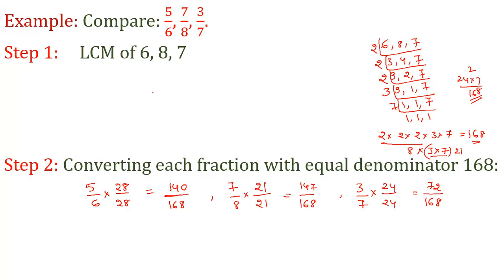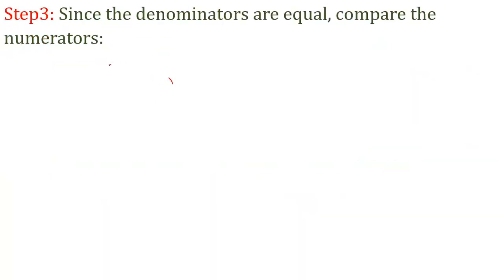So I am writing again here. First one is 140 by 168, which is equivalent to 5 by 6. And second one is 7 by 8, which is equivalent to 147 by 168. And third one 3 by 7, which is equivalent to 72 by 168. So now, now you can compare which one is greater and which one is less.